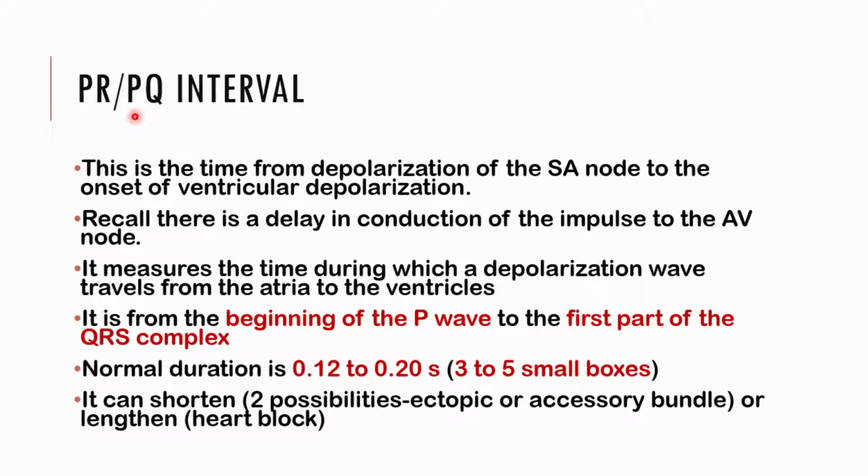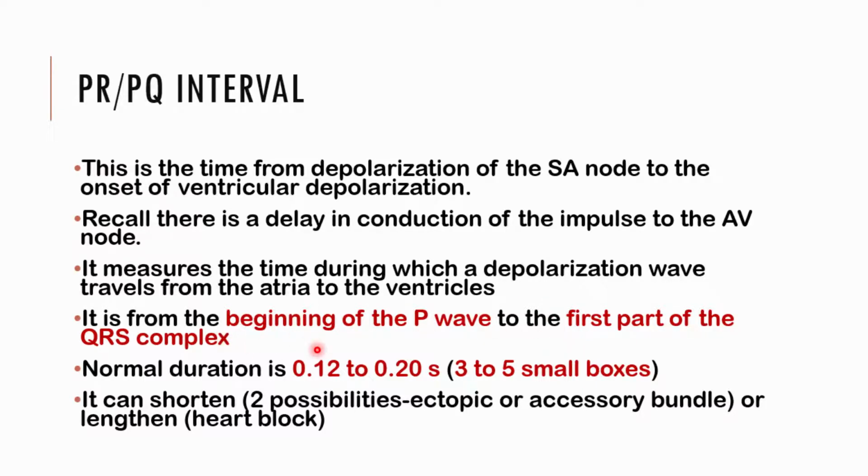So this is simply the time which the impulse is going to take from the SA node to reach the AV node and cause the AV node to depolarize and the ventricles to contract. So remember that there's a delay in between stimulation of the AV node, because this gives time for the atria to contract and fill the ventricles with blood. So we measure this from the beginning of the P wave to the beginning of the QRS complex.